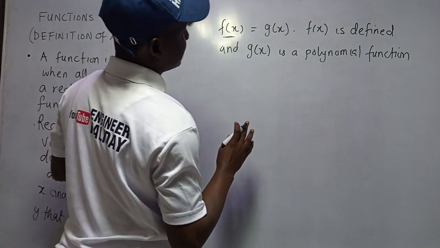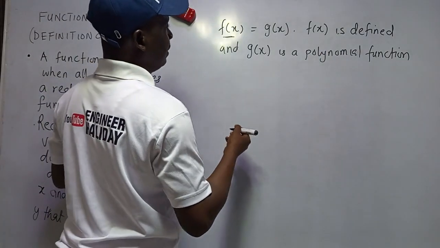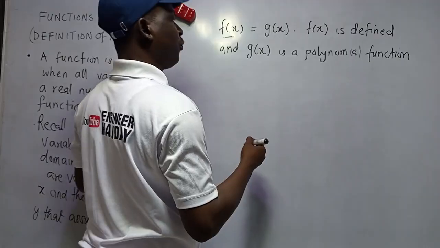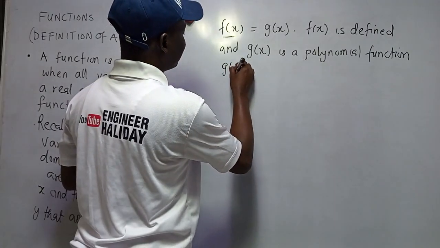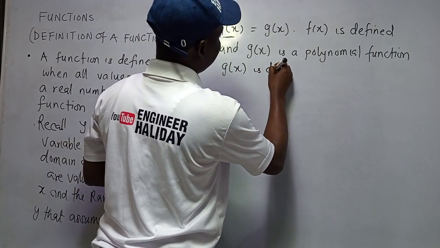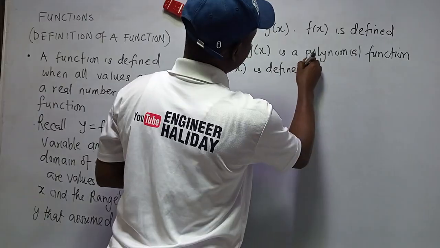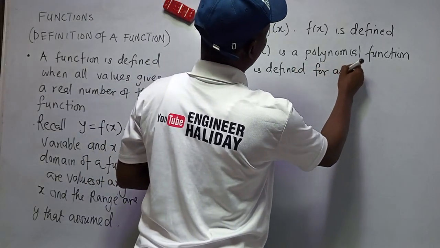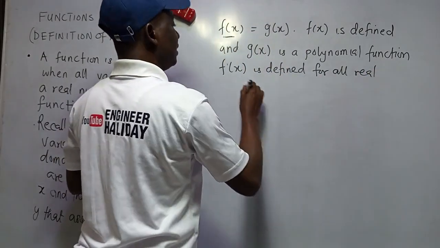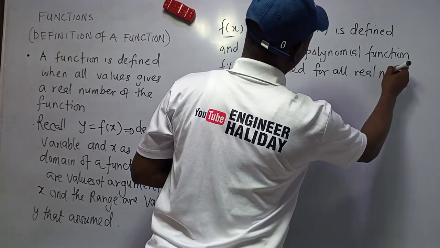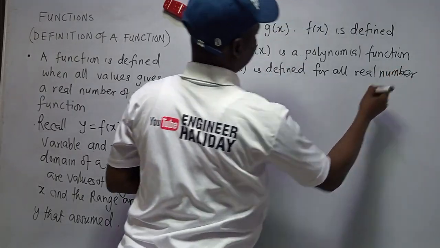Now, if g of x is a polynomial function, f of x is defined. Therefore, g of x is defined for what? All real numbers. Or f of x is defined for all real numbers. Look at what I'm saying there.